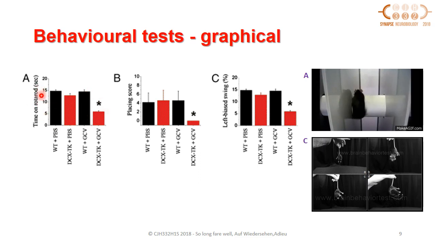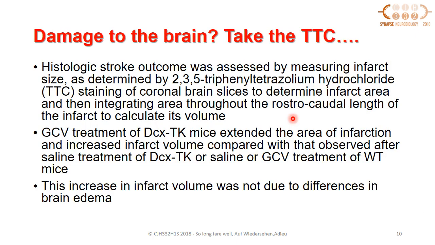They don't perform well on the rotor rod, they don't do well on the placing test, nor do they do well on how they swing their body to the left or to the right. So all of these suggest that there is a big deficit that we can identify. Functionally, we see that eliminating this group of cells results in a behavioral deficit. It looks like the neurons that are supposed to migrate to the area of stroke do indeed enhance recovery 14 days after stroke has occurred.